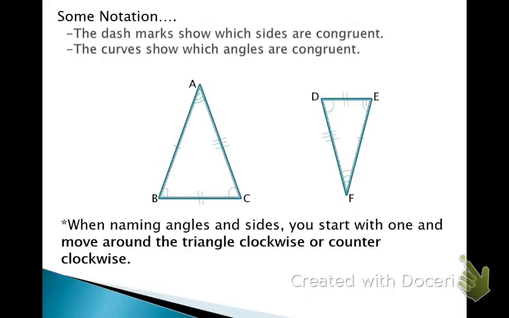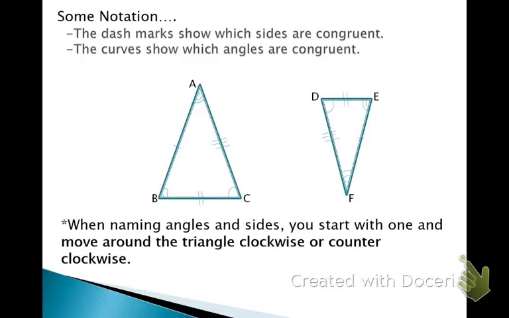We'll talk about corresponding here in a minute. Let's talk about notation. The dash marks show which sides are congruent. In this triangle, AB is congruent to EF. AB would correspond with EF in these triangles. BC and DE are both congruent, they correspond, and AC and DF are congruent, they correspond. So that takes care of the 3 sides.